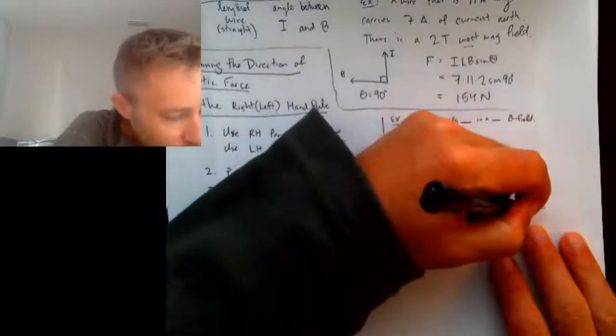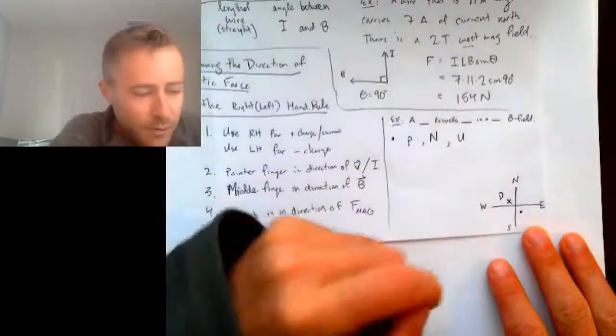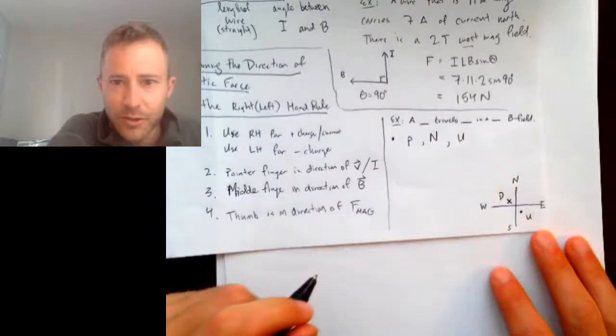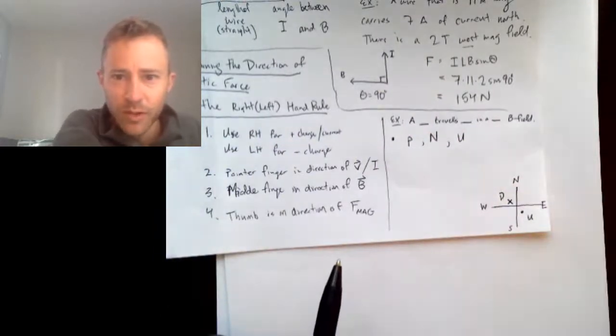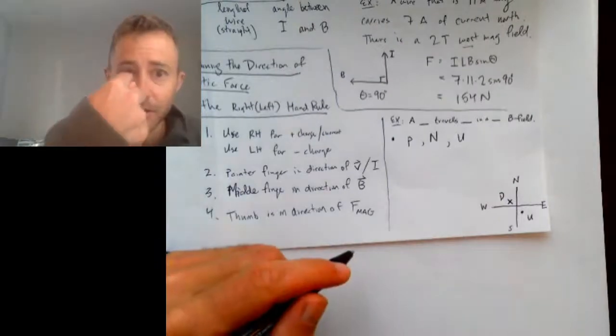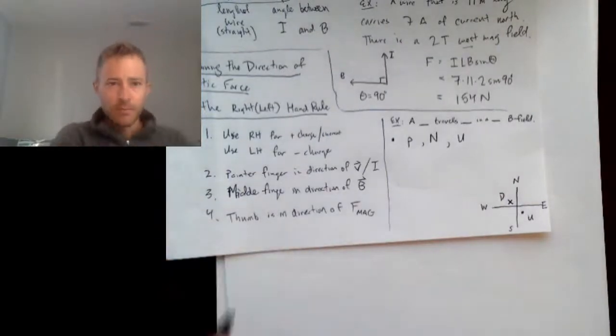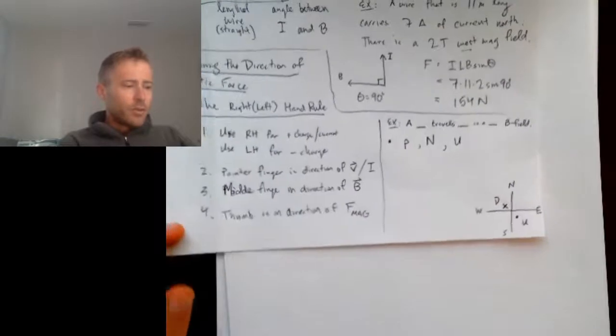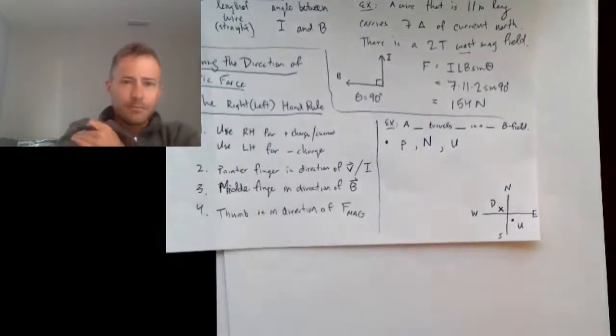Up is going to be represented by a dot. So that is the direction that is directly towards the camera, and the dot is representing the tip of the arrow headed straight towards you. Okay? So let's apply the right-hand rule.